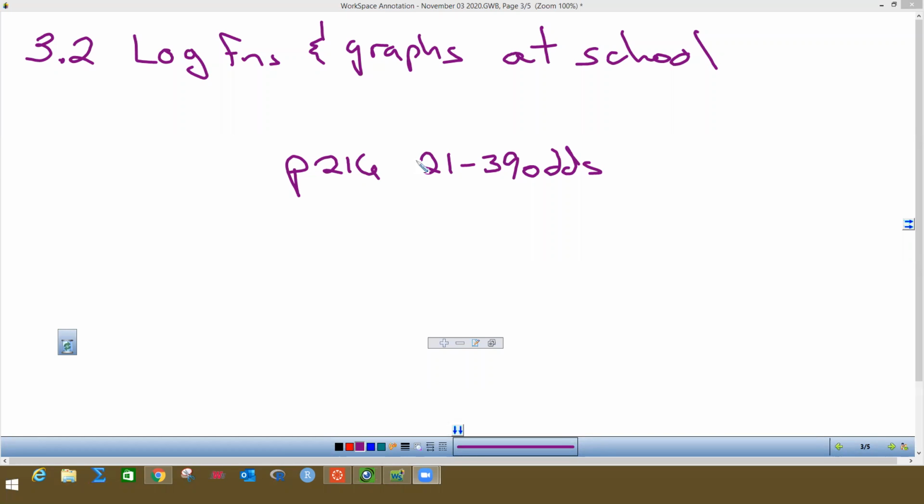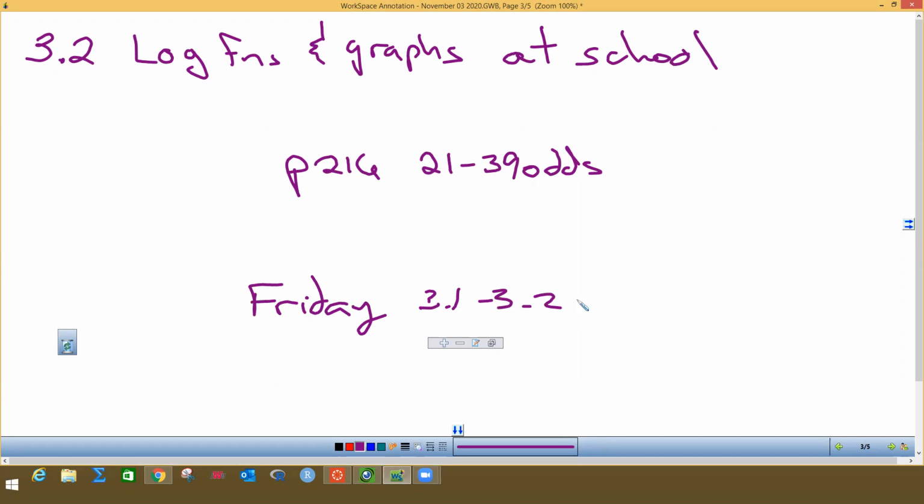All right, this is the at-school section for 3.2. You've got page 216, 21 to 39. And again, Friday we have a 3.1 and 3.2 quiz, which you'll probably be taking on Canvas, I believe.